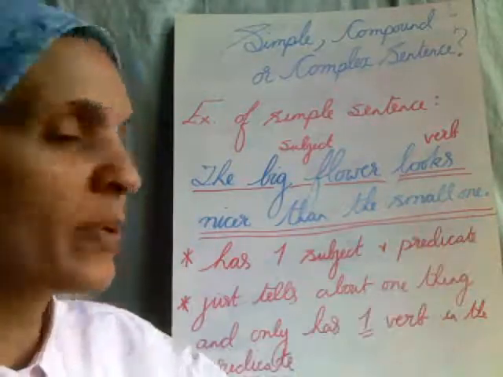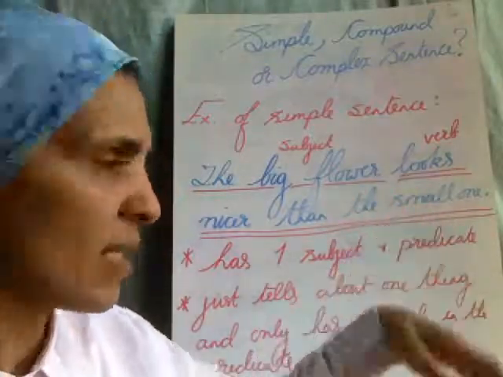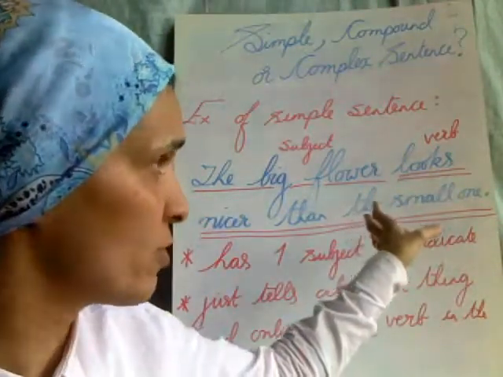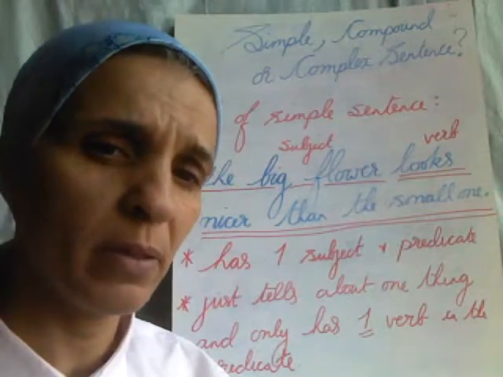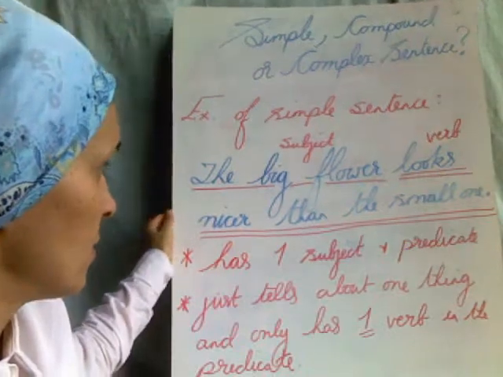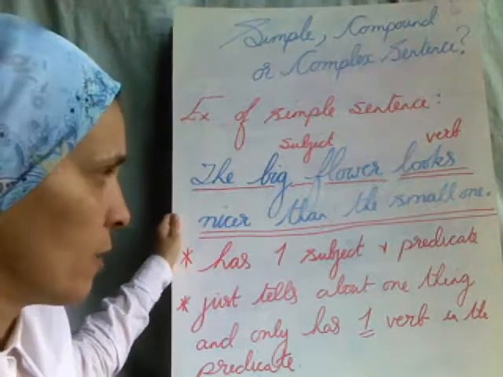This is what a simple sentence looks like. It doesn't have any conjunctions. Usually it would probably also not have a comma because it's a short sentence, and that's basically what a simple sentence looks like.